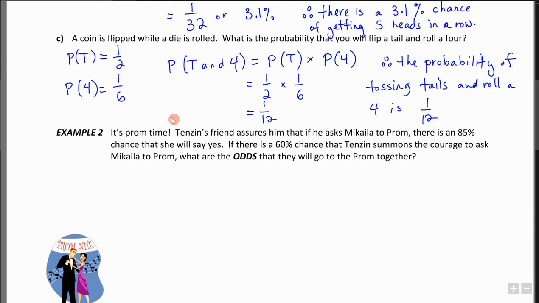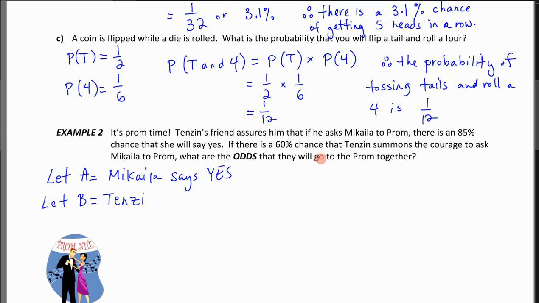Example number 2, it's prom time. Tenzin's friend assures him that if he asks Michaela to the prom, there's an 85% chance that she will say yes. If there is a 60% chance that Tenzin summons the courage to ask Michaela to prom, what are the odds that they will go to the prom together? The question has two events here. Let A be that Michaela says yes, and let event B be the event that Tenzin asks the question.